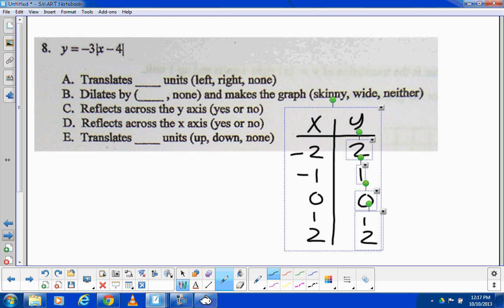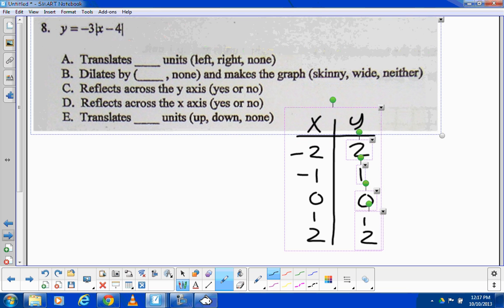All right, number 8. Let's see, this one's going to translate 4 units to the right. It's going to dilate by that 3 right there. Notice I'm saying 3 and not negative 3. Now because that's bigger than 1, that's actually going to make it skinny.